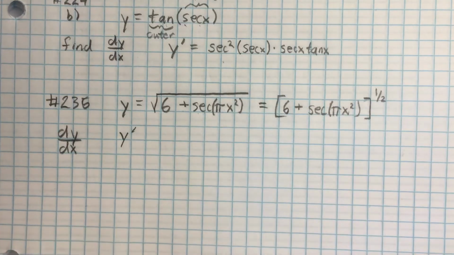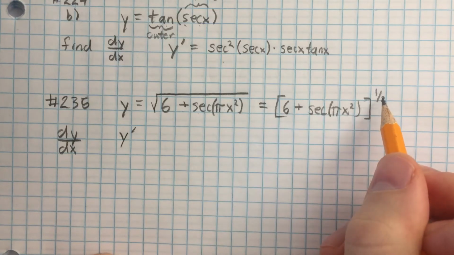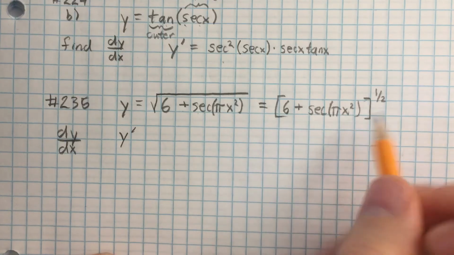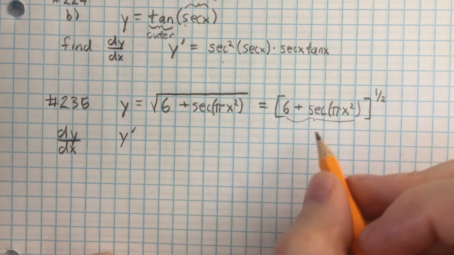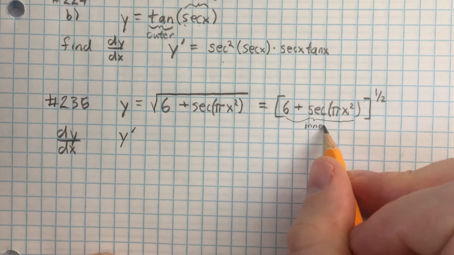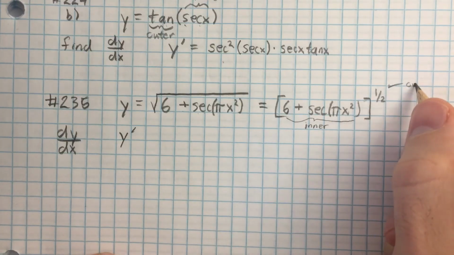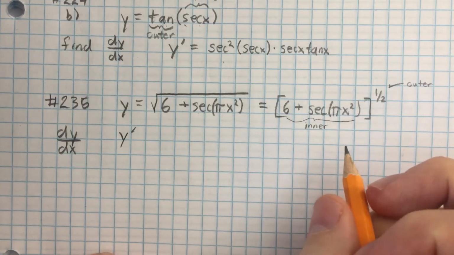Okay, so the most outer thing happening is the 1/2 power, right? The composition of the 6 plus secant pi x squared into the 1/2 power. So I need to do a power rule, right? And leave the inner function unchanged. So right now I'm viewing this whole argument as inner. Perspective will change in a minute. And the 1/2 power is the outer function. Again, most of this is pretty clear from the use of the parentheses and brackets, what is being composed.